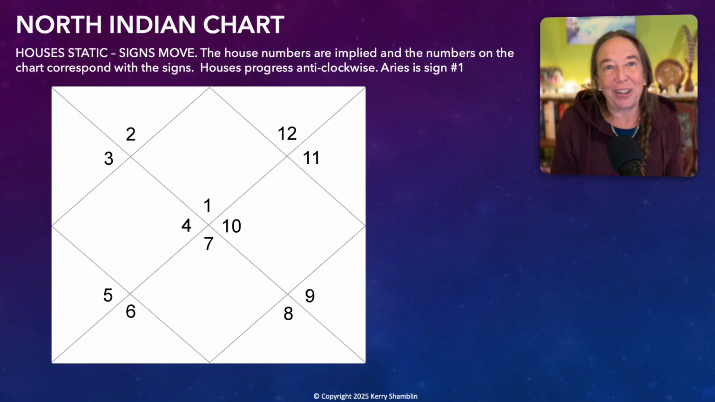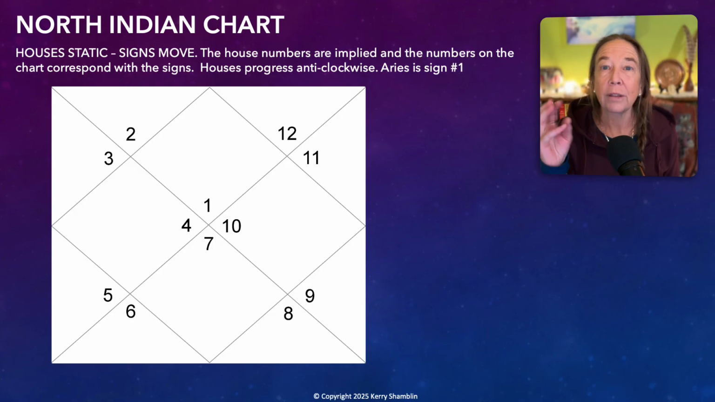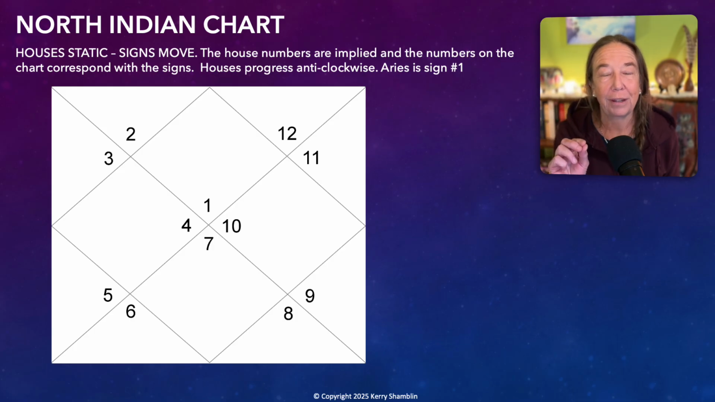Okay, this is the North Indian chart. This is the North Indian style. We're going to look at the North and South Indian style. The main difference between these two is the way the houses and the signs are displayed. In one, the houses are static. In the other, the signs are static. So in the North Indian chart, the houses are static.